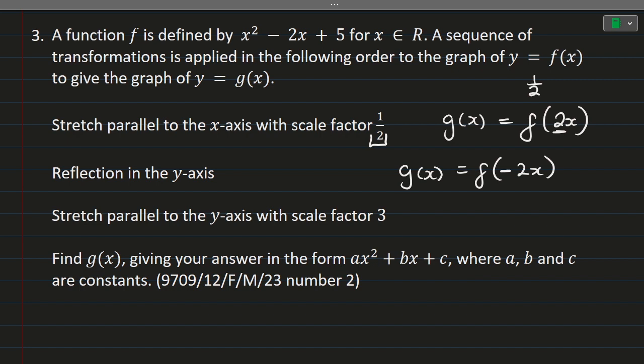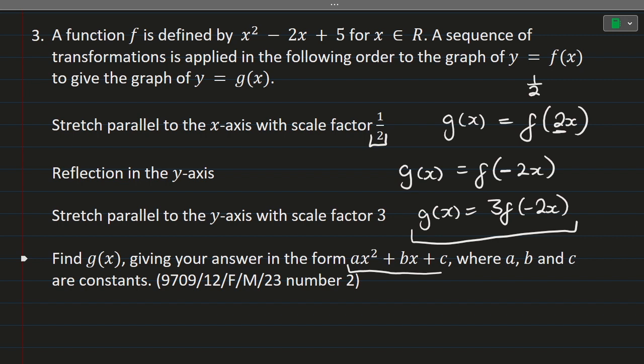And then the last transformation is a stretch parallel to the y-axis with a scale factor of 3. So that's g of x is equal to 3f of minus 2x. So this is the expression that shows all the transformations that have been applied to get to g of x from f of x. Now the question wants us to find g of x, giving our answer in the form ax squared plus bx plus c, where a, b, and c are constants.